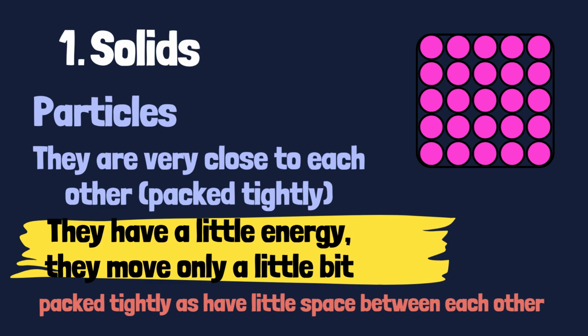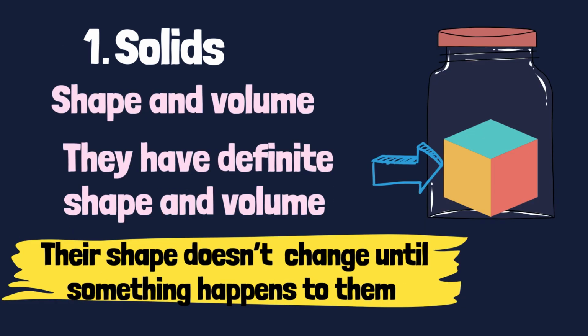And this makes the solid have a fixed shape and volume. Why? Because the particles in the solid are close to each other, packed tightly, so they move only a little bit. So this makes the solid have a definite shape and volume, until something changes this, as we will study later, inshallah.